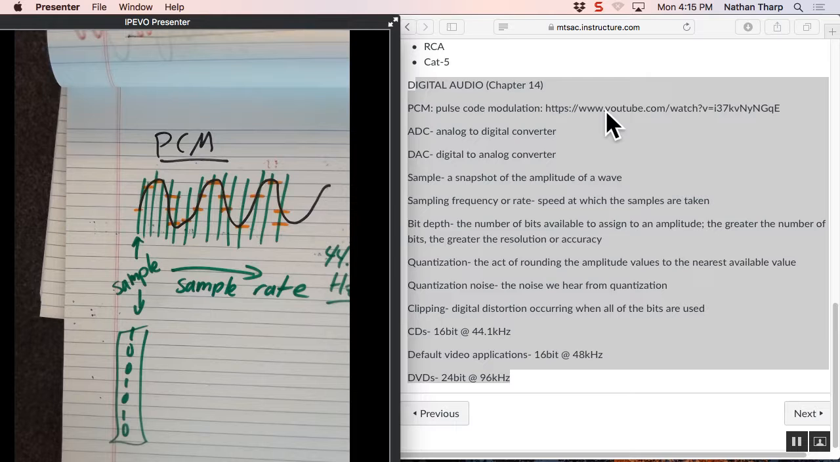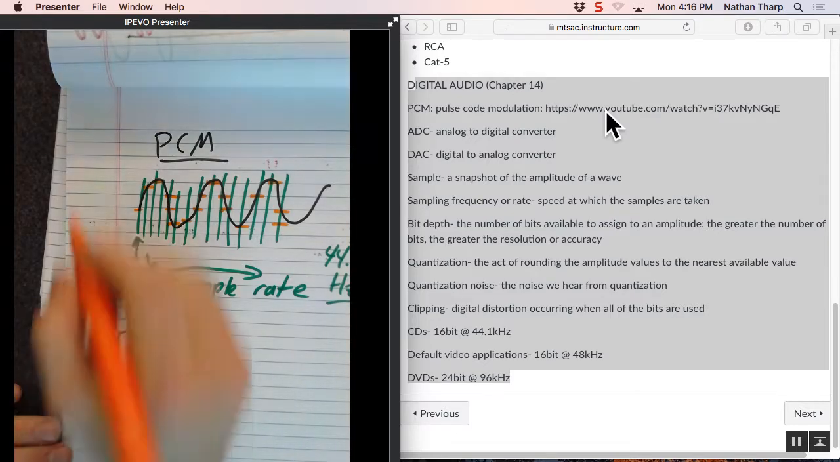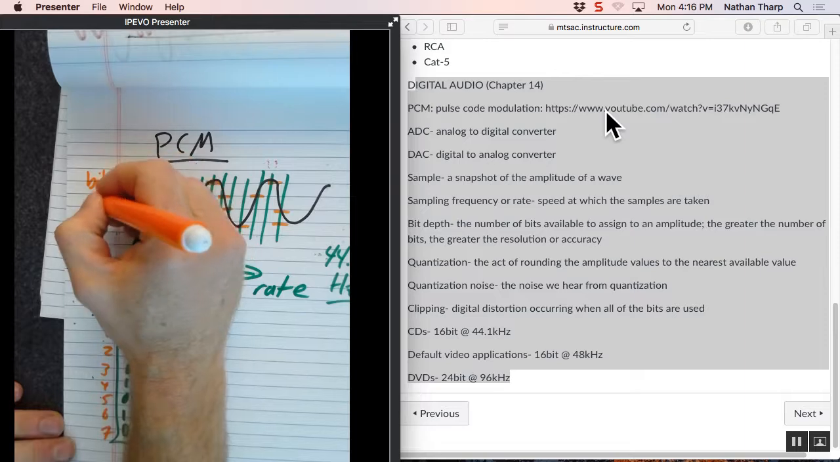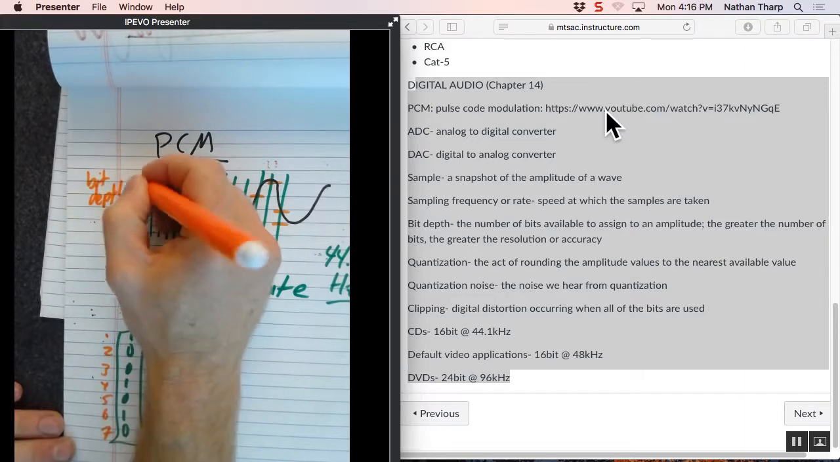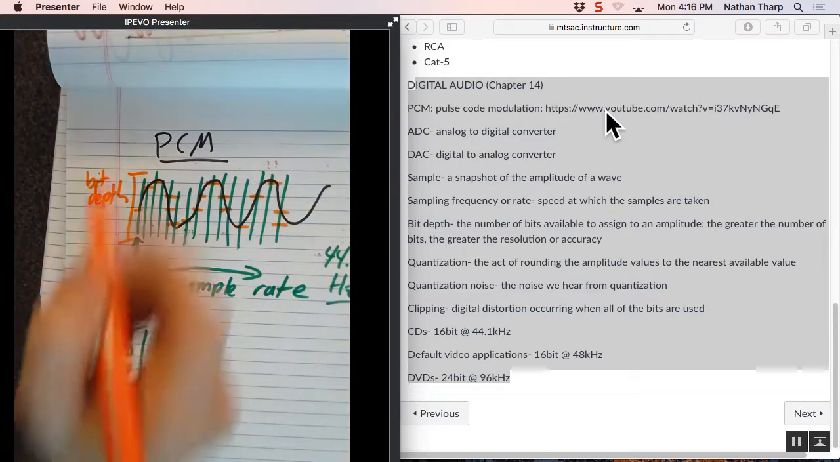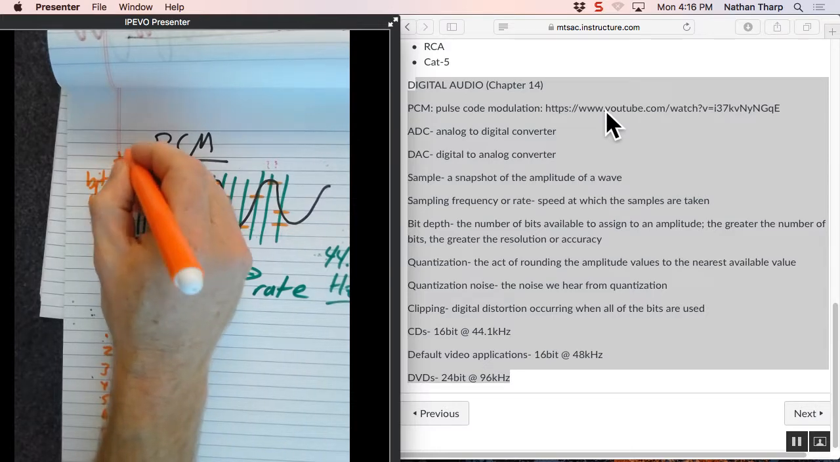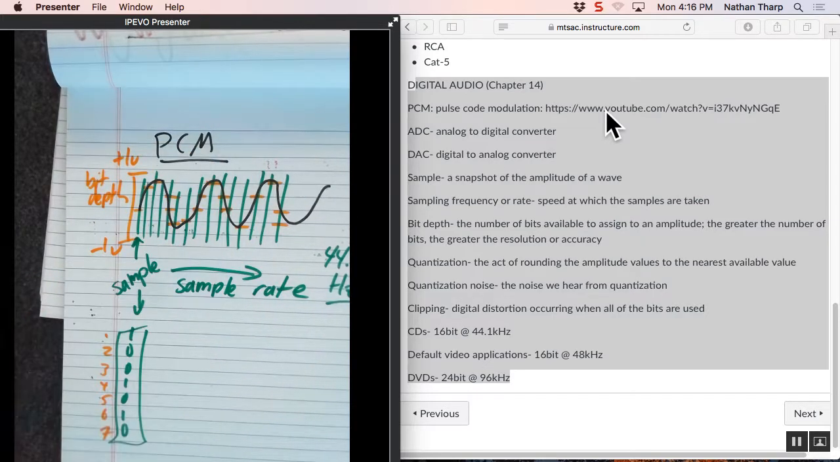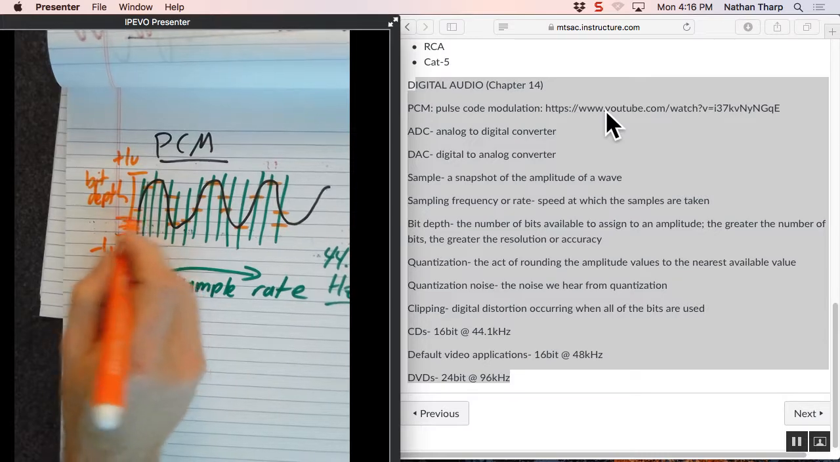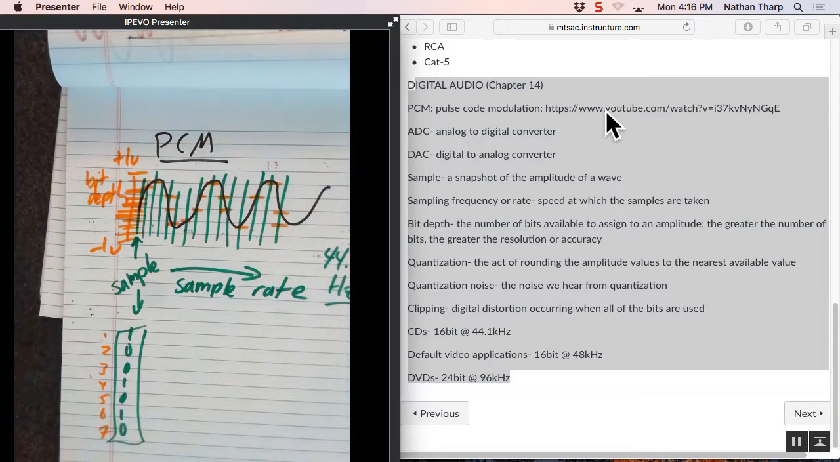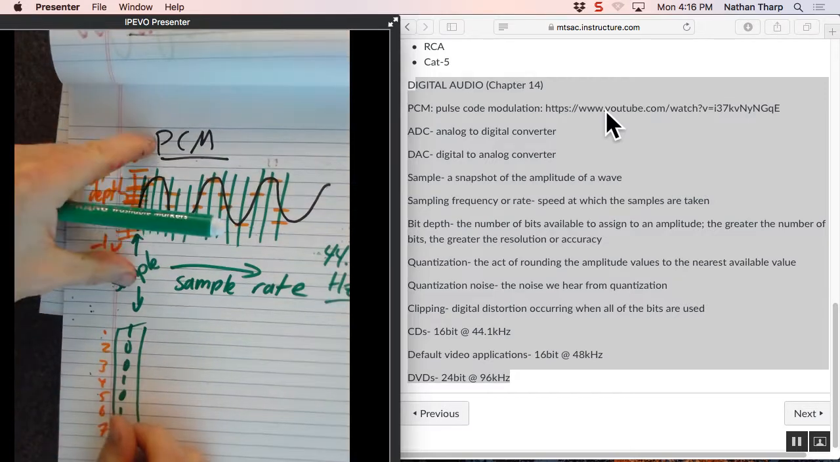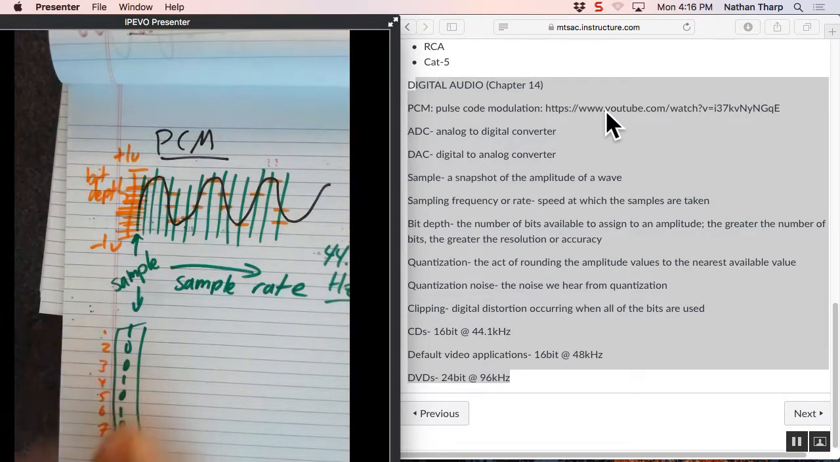Okay? It assigns a certain number to it, and the number of steps that you have, 1, 2, 3, 4, 5, 6, 7 in this case, are the bits. Bit depth. Bit depth is how much resolution you have from plus 1 volt to negative 1 volt. How many horizontal lines of resolution do you have? It's not how loud it goes, it's how many steps in between you get.